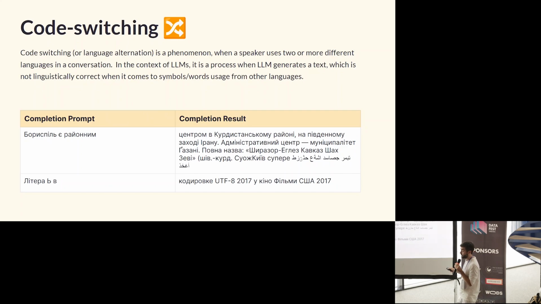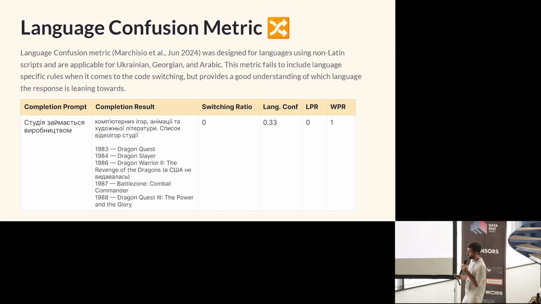And that's a thing for multilingual models. Or here, you see the completion in Ukrainian, and then boom, a Russian word. So it's quite an interesting problem to solve. And we had to do various rule-based metrics inside this code switching metric for each language to account for linguistic differences. Because the only metric in this space that existed before was the recent one developed by Cohere, and they called it the language confusion metric. It was designed for languages using non-Latin scripts and is applicable for Ukrainian, Georgian, Arabic, Armenian.